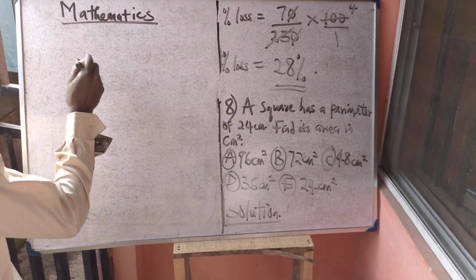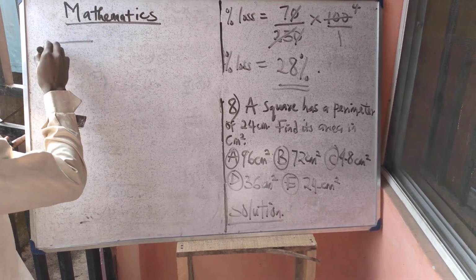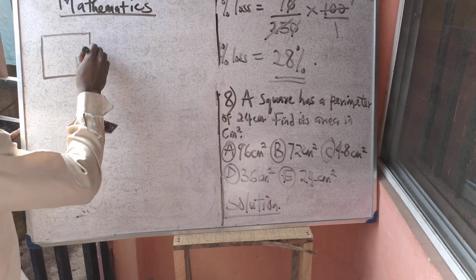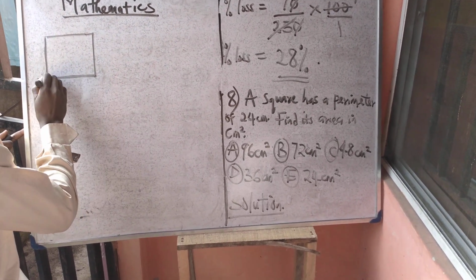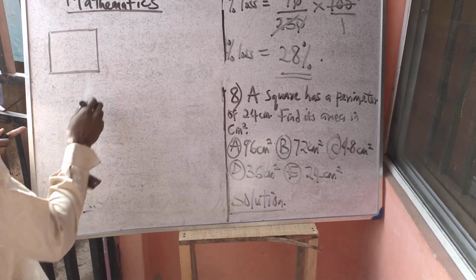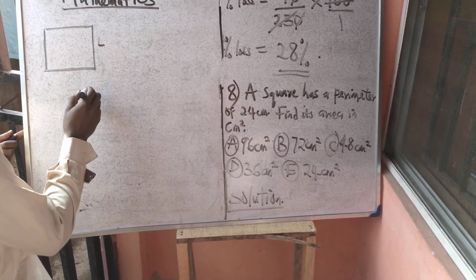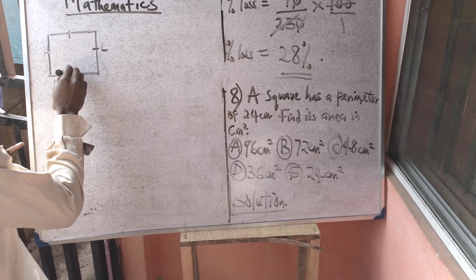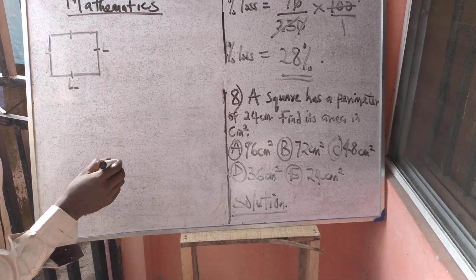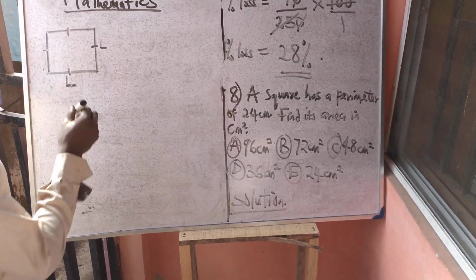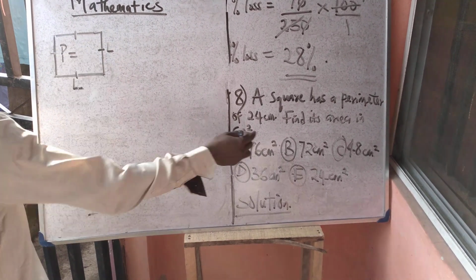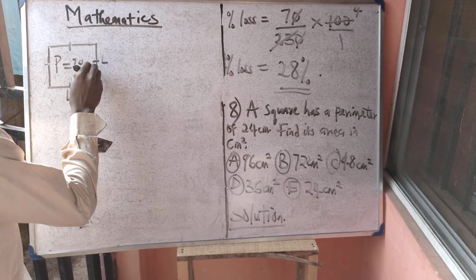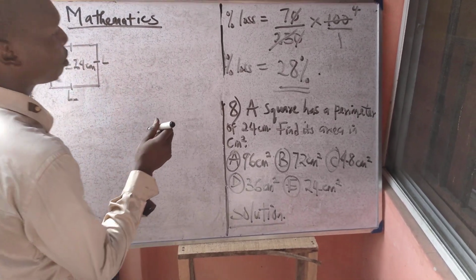First thing you look at is the diagram of a square. For a square, all the four sides are equal. So the length here is equal. This is equal to this. All the sides are equal for a square. And the perimeter of the square was given to us as 24 cm. Now, what's the formula for perimeter of a square?